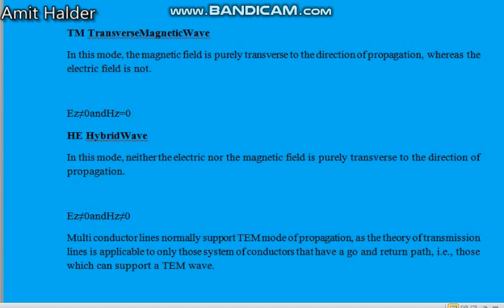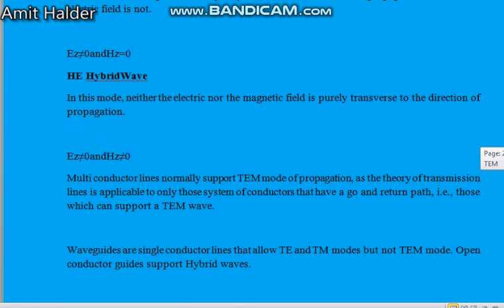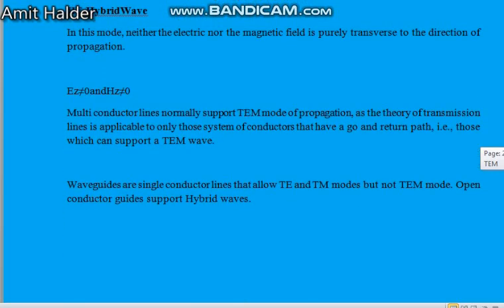Okay. So what is the hybrid wave? Hybrid wave means in the z axis we can get both the electric and magnetic field. So that will be known as the hybrid wave. That is completely different from the TEM wave. In the TEM wave there is no electric or magnetic field propagating through the z axis. That's all.